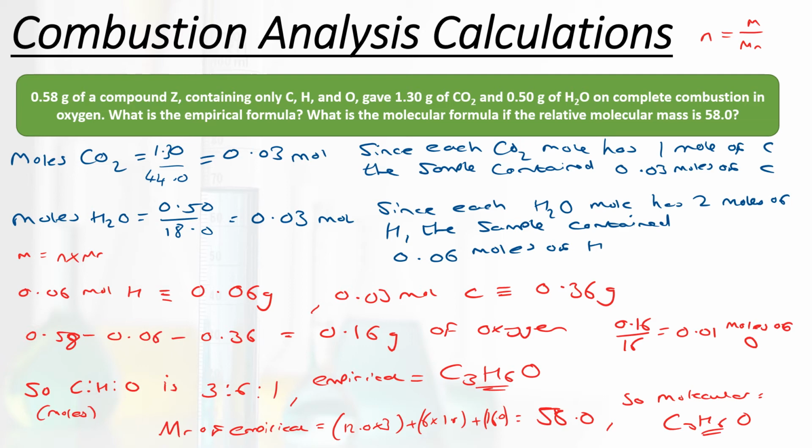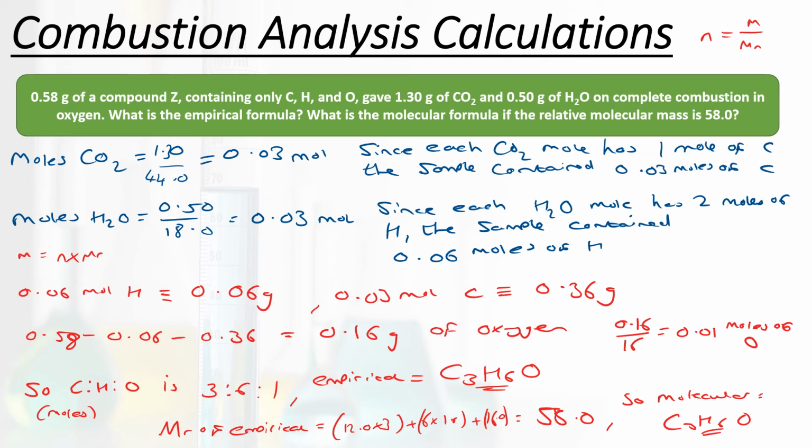What we're going to do is, because we haven't got the mass of oxygen yet, it's difficult to work out because obviously the oxygen goes into both the carbon dioxide and the water. So we're going to convert our moles of hydrogen and carbon back to masses. We do this by rearranging our equation so that mass is moles times Mr.